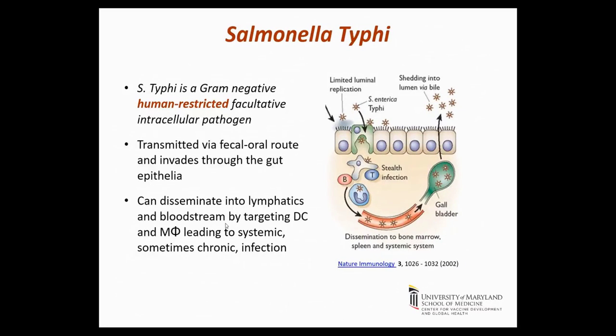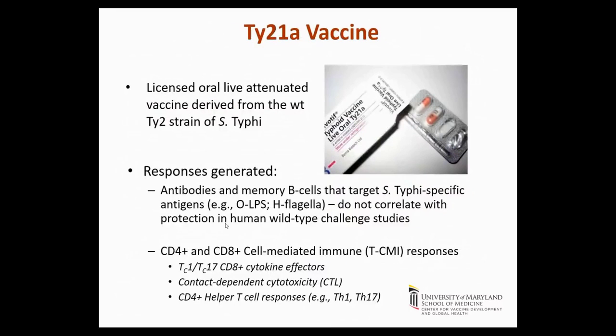As I mentioned, Salmonella Typhi is a gram-negative, human-restricted facultative intracellular pathogen, which makes the studies in humans very important to understand the pathogenesis as well as vaccine development. This bacterium is transmitted via the fecal-oral route, and after accessing the host, it disseminates with the bloodstream into systemic and sometimes chronic infections.